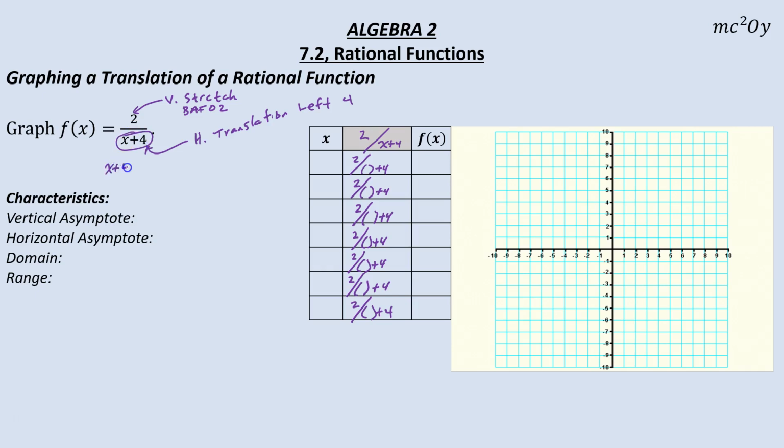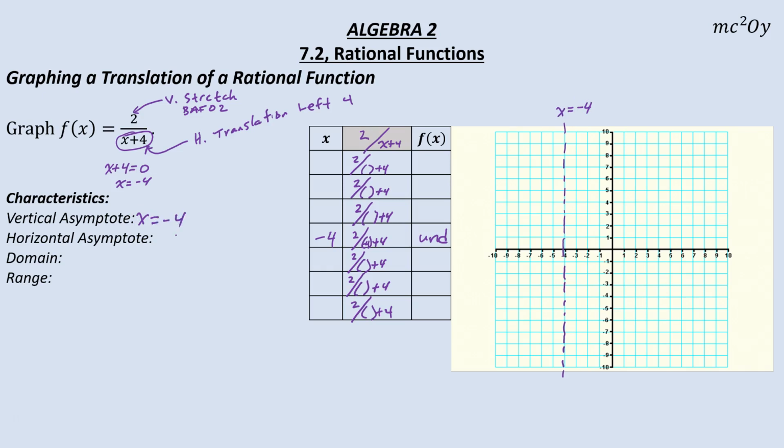Well, x plus 4 = 0 when x = -4. So now my vertical asymptote is at -4. Right? When I put -4 in, -4 plus 4 is 0. 2 over 0 is undefined. So we move our asymptote from going down the middle to down -4. We can actually kind of see it. Use that dashed line there. x = -4. That is our vertical asymptote.